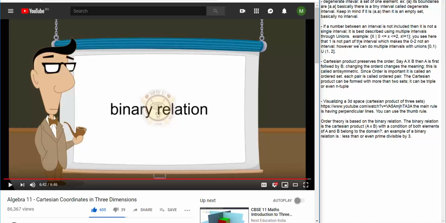And then we also have the binary relation. So the binary relation is simply a type of relation that connects two sets together, but with a given condition, of course. And that's something we could keep going. I think this set of videos really tells us a lot, and we could do more about this. So the order theory is based on the binary relation. So the binary relation is the Cartesian product with the condition that both elements of A belong to the domain. So that's that. I mean, we could do more on this in the next video.